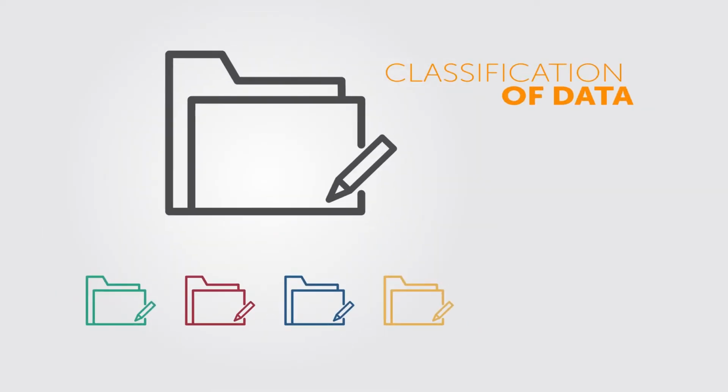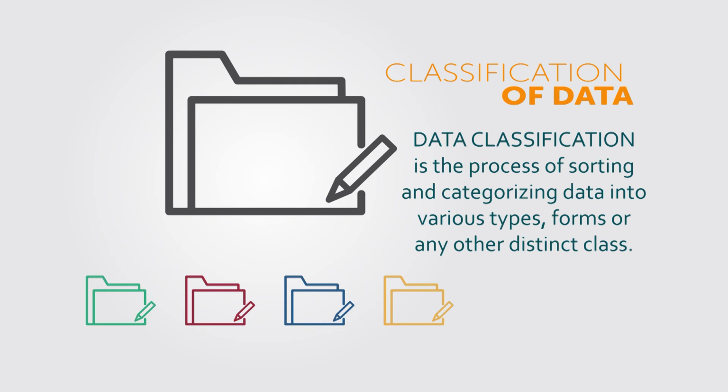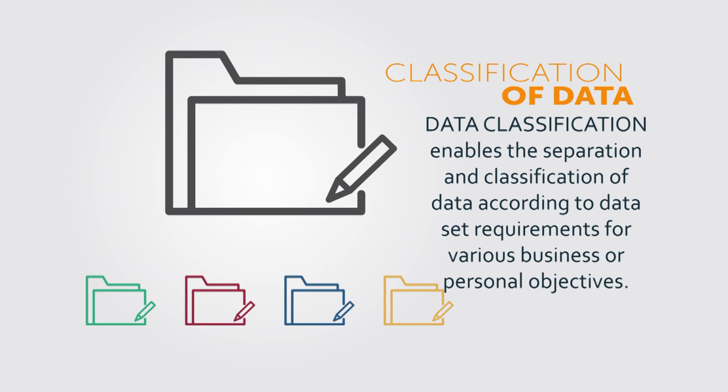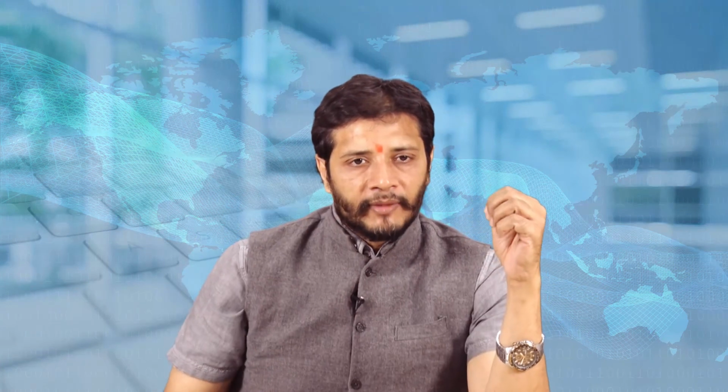Classification of data emphasizes sorting and categorizing data into various types, forms or any other distinct class. Data classification enables the separation and classification of data according to data set requirements for various business or personal objectives. It is mainly a data management process. When you classify the data, there are certain data management processes which need to be followed, because the data are scattered or unstructured. If you look at this image, you will find that it is classified in terms of circles, squares, rectangles or triangles.